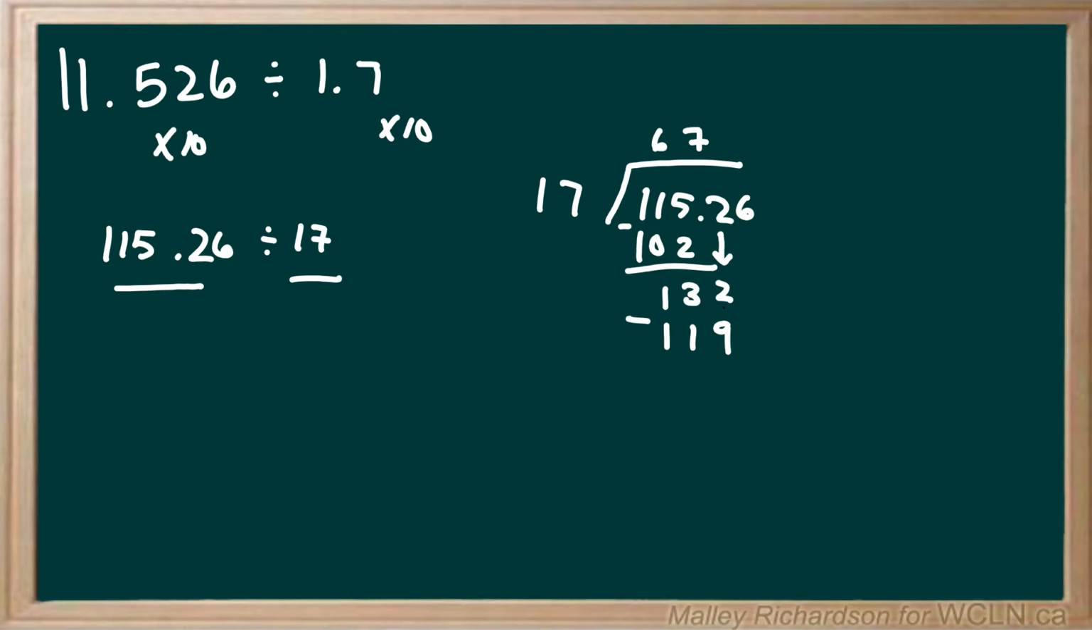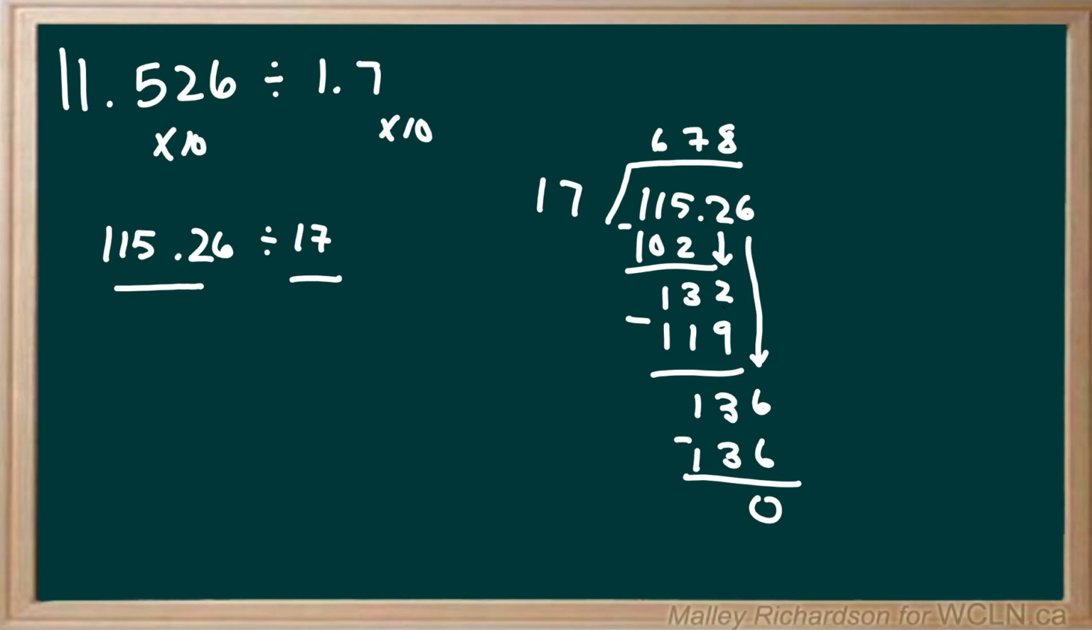And then we subtract these two numbers again, and we get 13 once again. Then we bring down this 6 to get 136, and 17 goes into 136 8 times, so we put an 8 up there, then 8 multiplied by 17 gives us 136, so we're left with a remainder of 0.